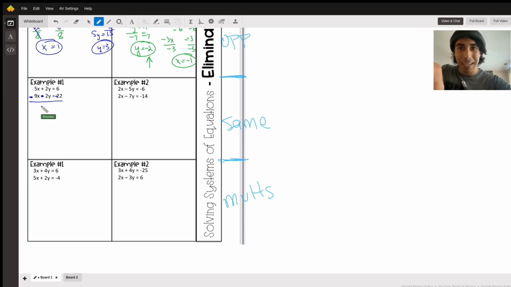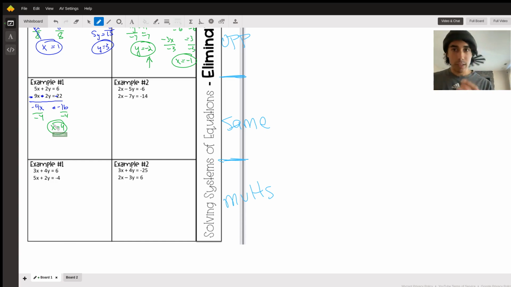Well, 5x minus 9x is negative 4x. And then this is the key step: 2y minus 2y is going to eliminate the y variable. That's the goal there, right? We're eliminating that one variable. 6 minus 22 gives us negative 16, and now it's a one-step equation to solve for x. So we'll divide by negative 4, divide by negative 4, and you will get x equals 4.